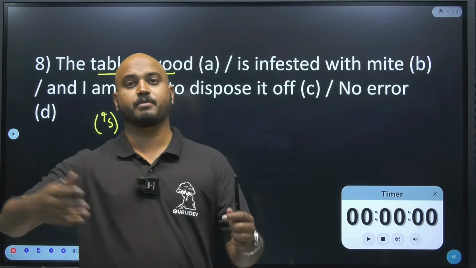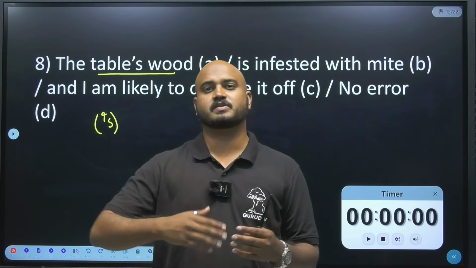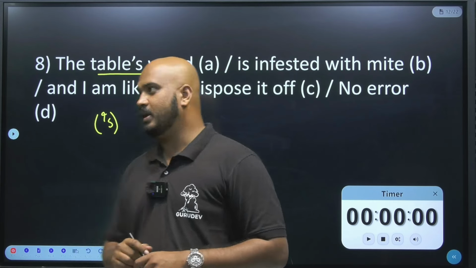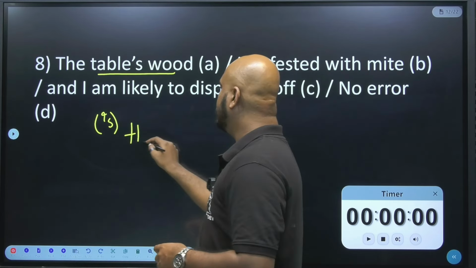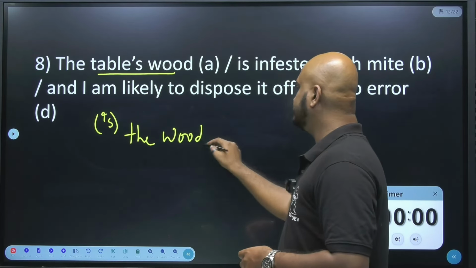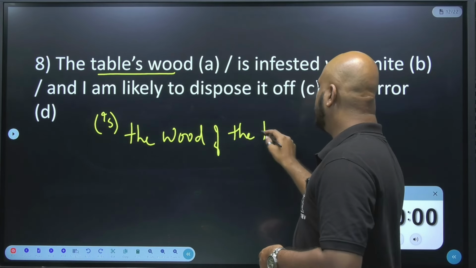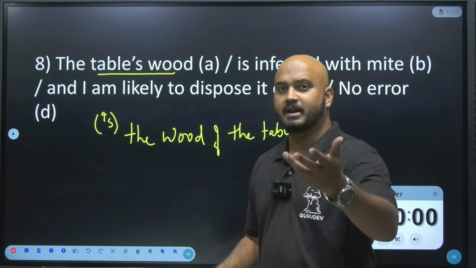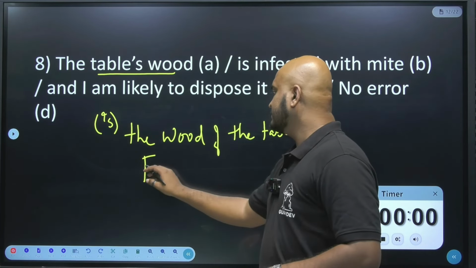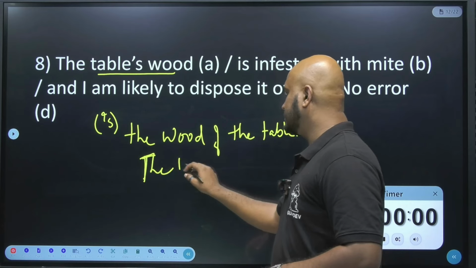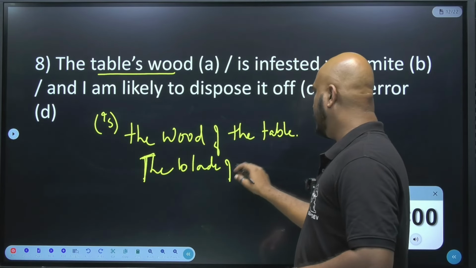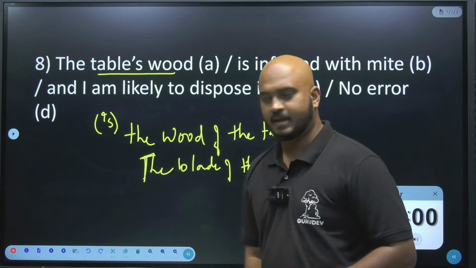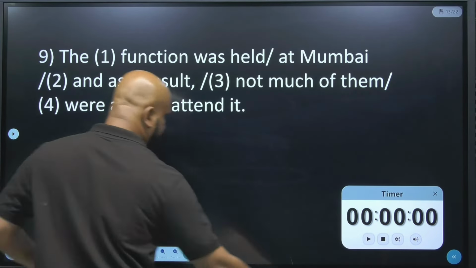You cannot say computer's CPU. You always say the CPU of a computer. So what should be the right answer then? Well, the right answer should be the wood of the table. Okay. So I had told you about fan's blade. That is incorrect. So you can write the blade of the fan, something like that. I hope everybody is clear with this. So the error is in which part? The error is in part A. Let's move on to the next question and you have your timer.